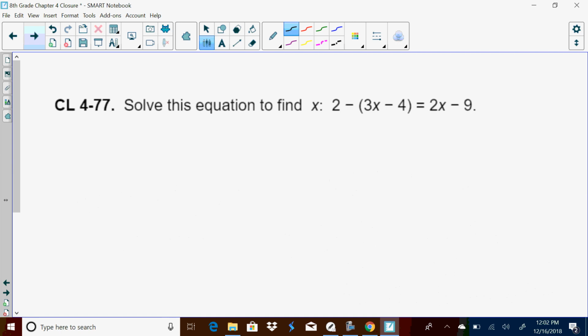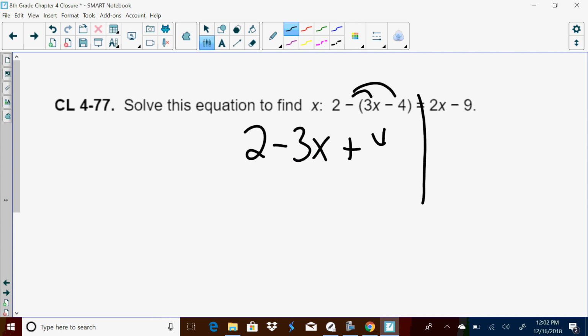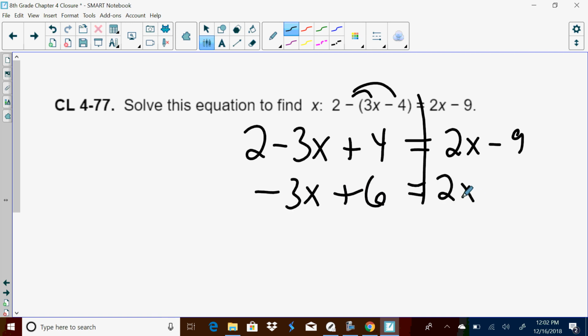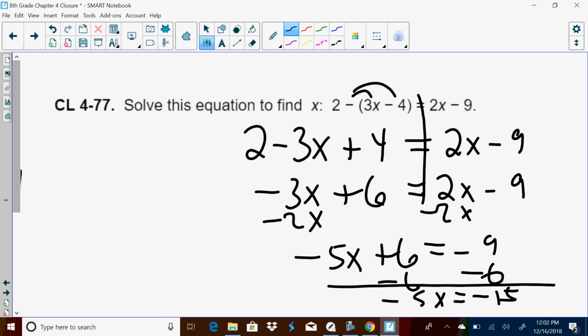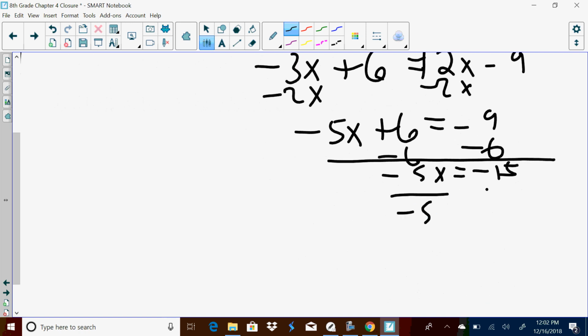Problem 477, solve this equation. So I started by distributing the negative. So I got 2 minus 3x plus 4 equals 2x minus 9. So I got negative 3x plus 6. So I subtracted 2x. Negative 5x plus 6 equals negative 9. I got negative 5x equals negative 15. So I got x equals positive 3.